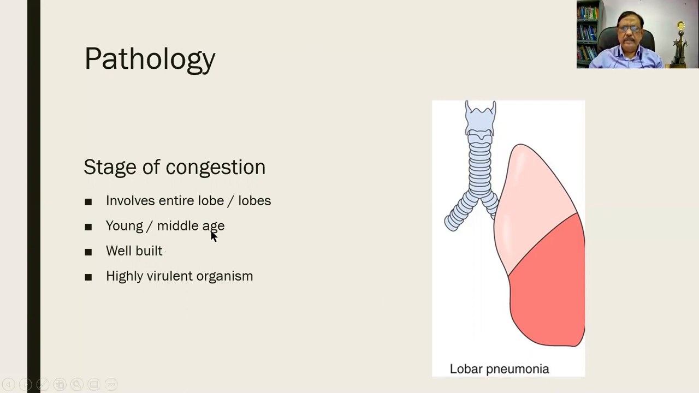It occurs in young and middle-aged individuals who are otherwise well-built. They do not have any predisposing conditions. But the organism is highly virulent. This is the lobar pneumonia.